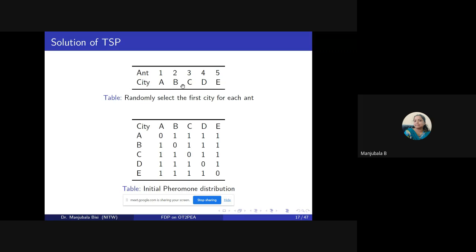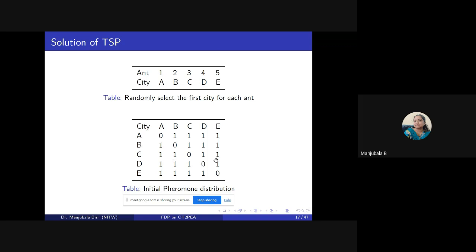So ant 1 will start from city A. It will explore the next city by using the probability calculation. Similarly, ant 2 may follow another sequence, similarly up to ant 5. So at the end we will get 5 different solutions. Each ant will provide one solution, right? Now we'll see how to find out the solution.